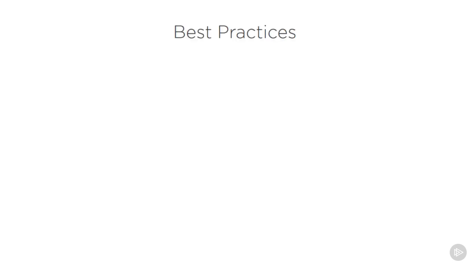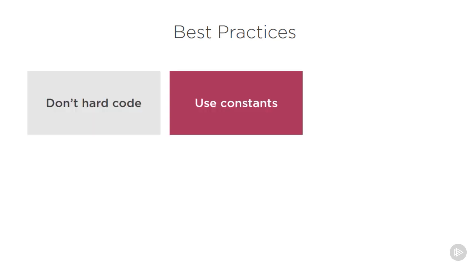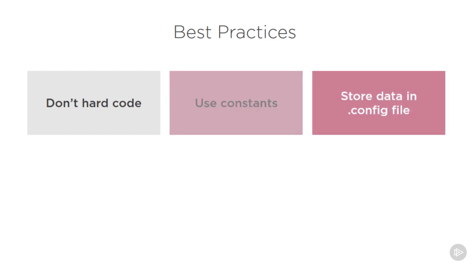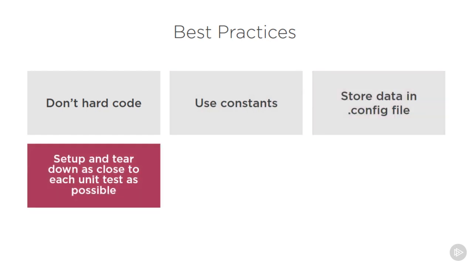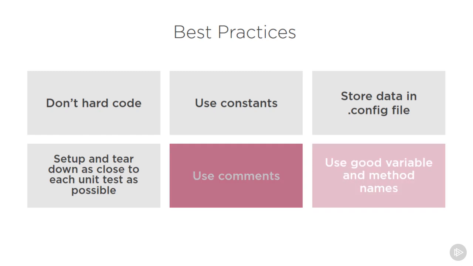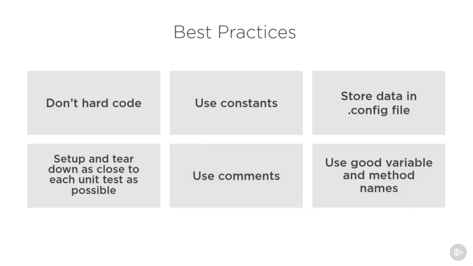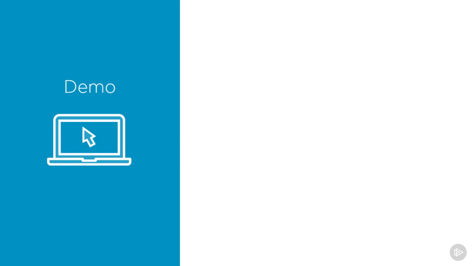There are many best practices we use when we're coding regular classes and methods, and they're the same ones that we use in doing unit tests as well. So don't hard code things, use constants wherever you can, maybe store data in a configuration file, set up and tear down as close to each unit test as possible, use comments, and use good variable and method names. Let's take a look at using constants.